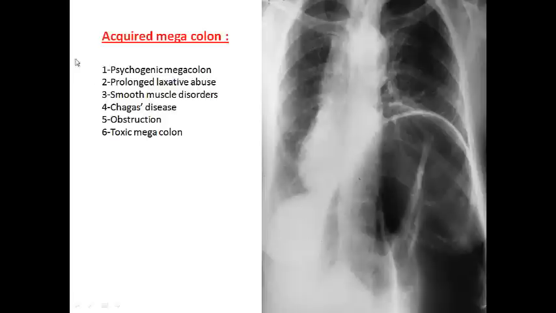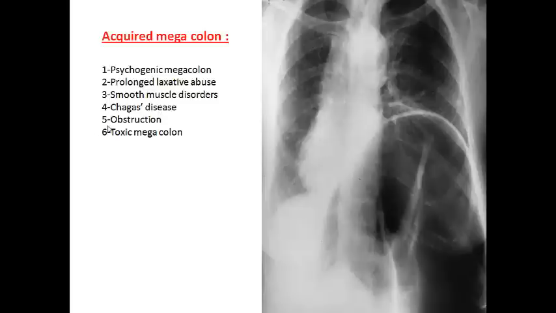The other one is going to be the prolonged laxative abuse. Why? Because the laxative abuse for a long period of time could cause degeneration of the myenteric plexus. The third reason is the smooth muscle disorders, where it might cause degeneration of the colonic smooth muscles, an example is the scleroderma. The fourth reason is Chagas disease. Chagas disease is really common in South America. It's going to be infection by Trypanosoma cruzi, and this is going to lead to destruction of the myenteric plexus.